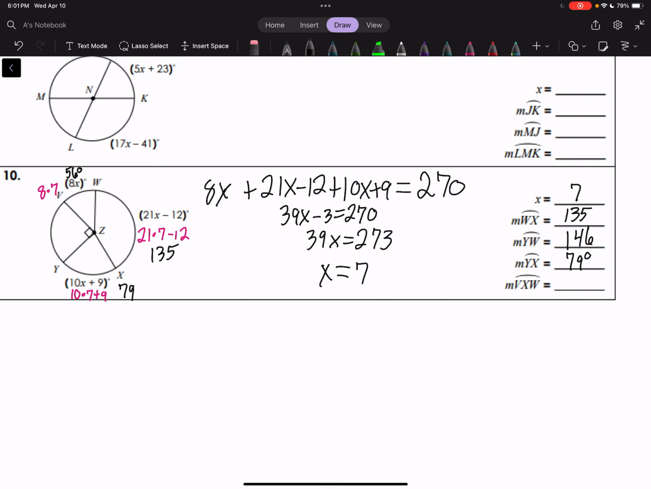VXW. After I find V, okay, V to X to W. So I'm just not wanting the 56. So 360 minus 56 is 304 degrees.